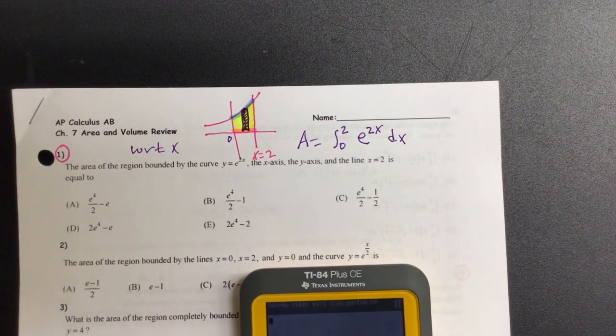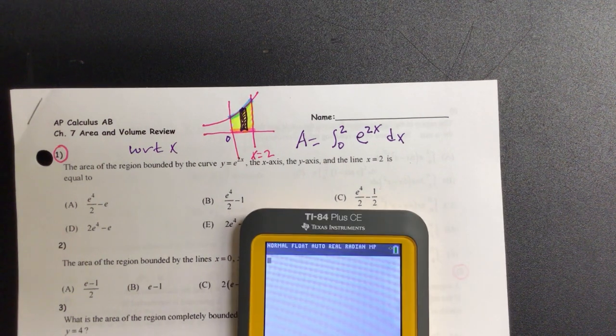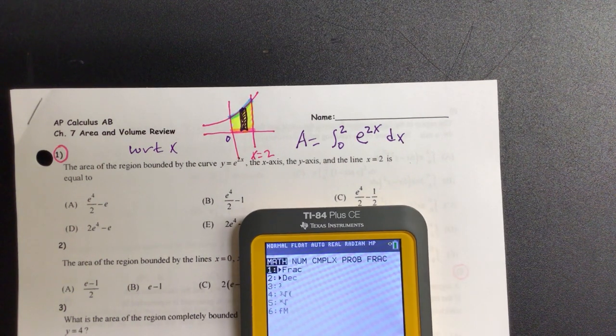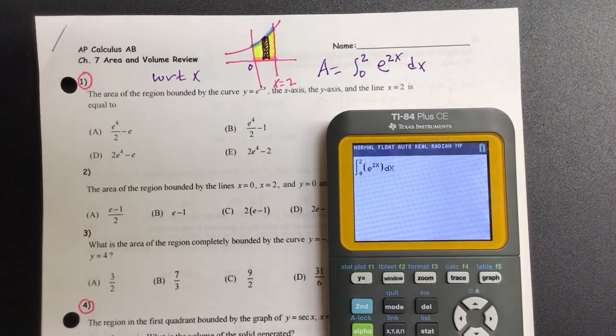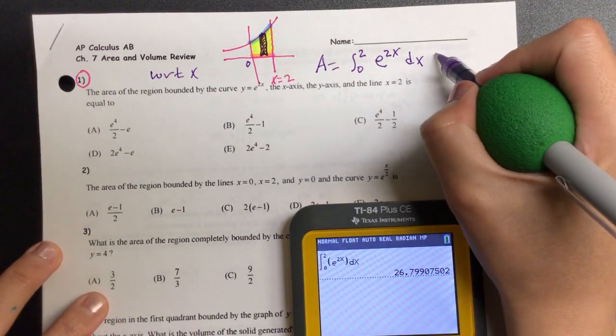Okay, let's see if I can compute this without using u substitution. And if we can, cool. If not, we'll take it traditionally. We have e to the 2x dx, and we should get some decimal value. 26.7. Okay, so let's write the approximated value.